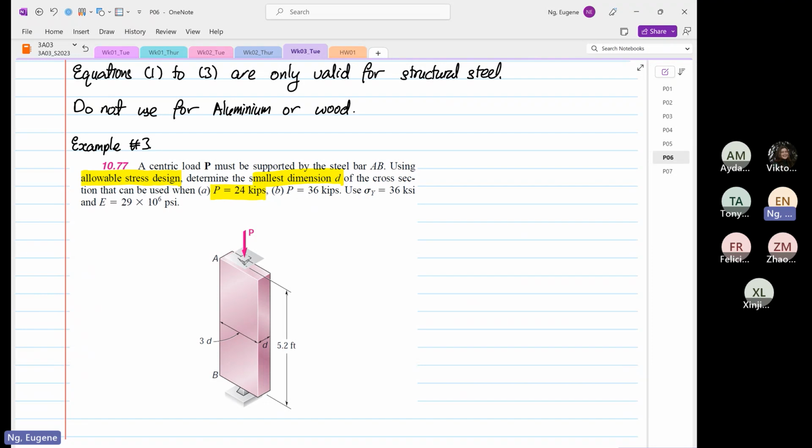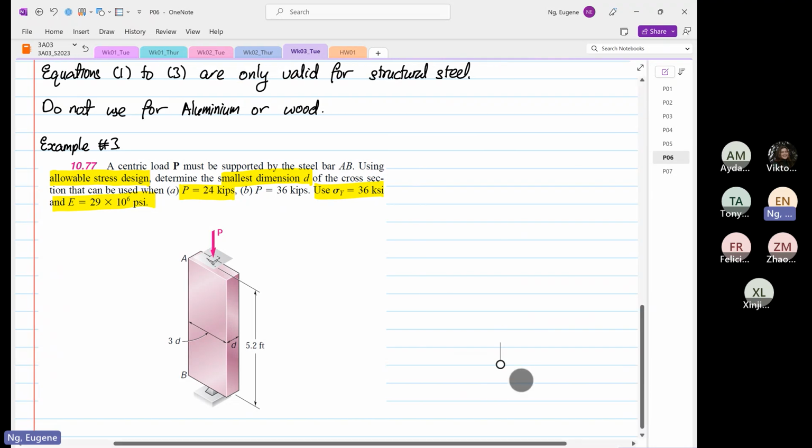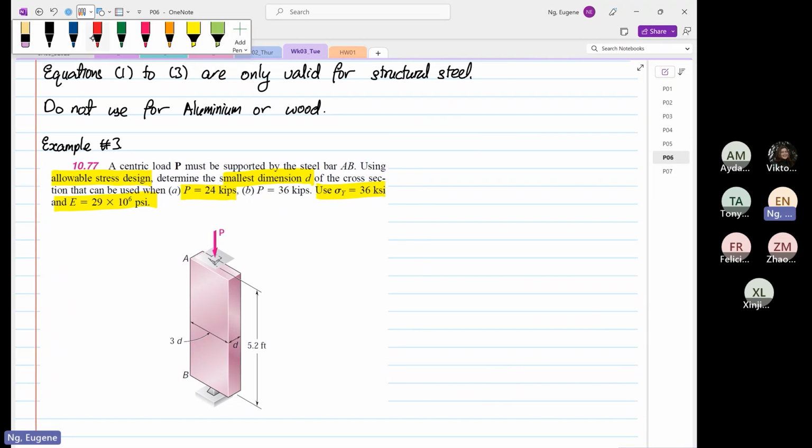The equations are very similar. We're going to use that the yield stress is 36 times 10 to the power 3 psi, and the Young's modulus is 29 times 10 to the power 6 psi. Now we're going to formulate the problem.